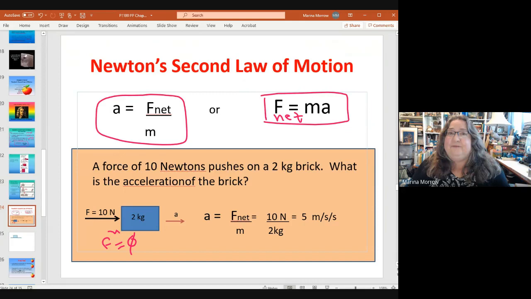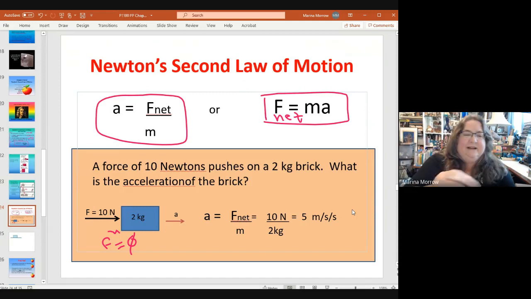And so it might be on a frictionless surface. And so our acceleration is going to be the net force, which is just 10 newtons, divided by the mass, which is 2 kilograms. And we would end up with an acceleration of 5 meters per second per second. So in other words, this block is going to gain 5 meters per second of speed every second.